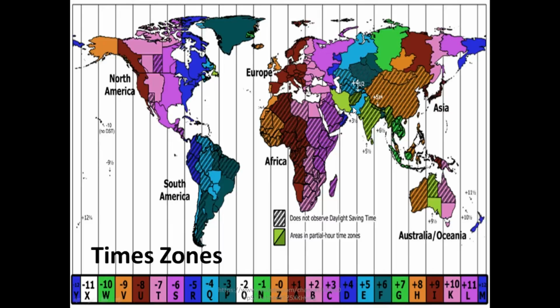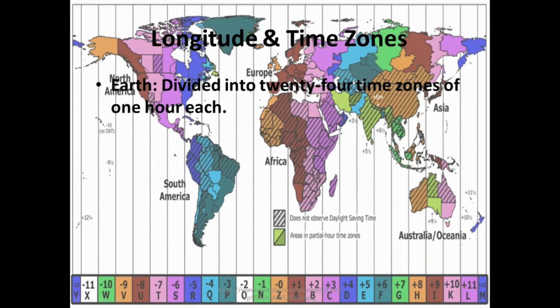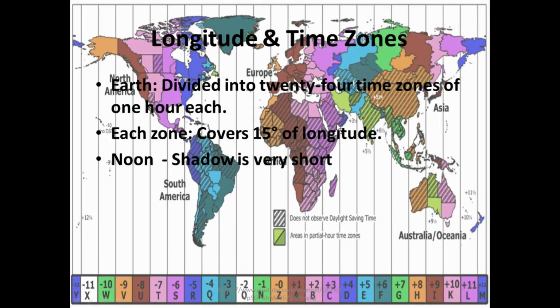India is 5.5 hours ahead. Actually, the globe Earth moves through longitudes and time zones. The Earth is divided into 24 time zones, and each time zone is 1 hour. From one time zone to another time zone there is a 1 hour difference, and each zone covers 15 degrees of longitude. So each time zone is a 15 degree distance, which is 1 hour.